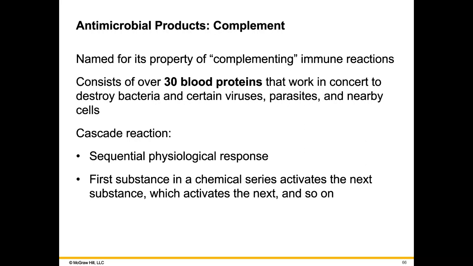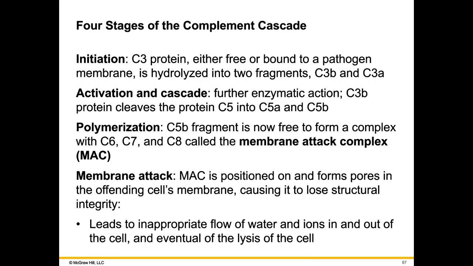Just like if you were to have a row of dominoes and flick the first one, it's going to cause a series of reactions to occur that end eventually. So our 4 stages of our complement cascade are as follows: initiation, activation, polymerization, and membrane attack. I do not expect you to know all of these details verbatim for the exam, but I'm going to tell you some of them anyway. In initiation, we're going to have a protein we call C3 that is going to be hydrolyzed, which means broken down into fragments that we call C3A and B.